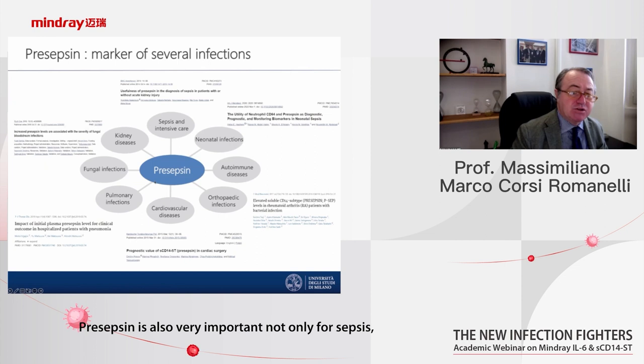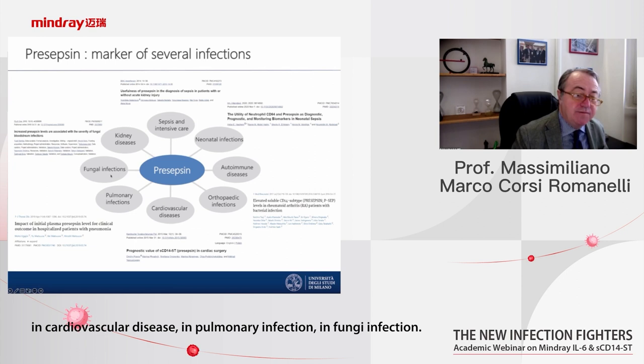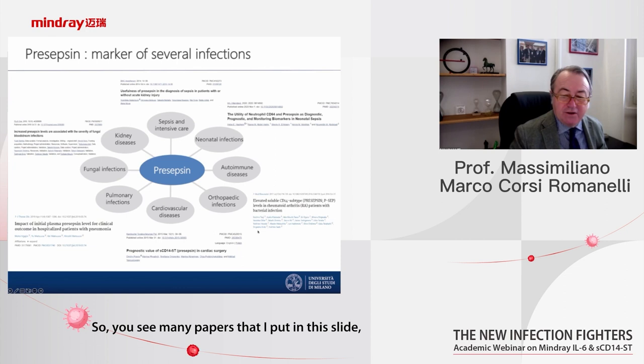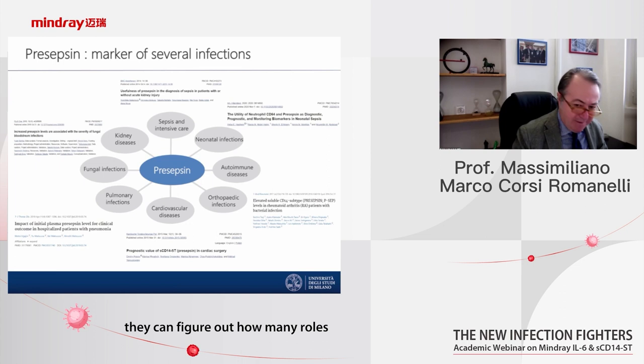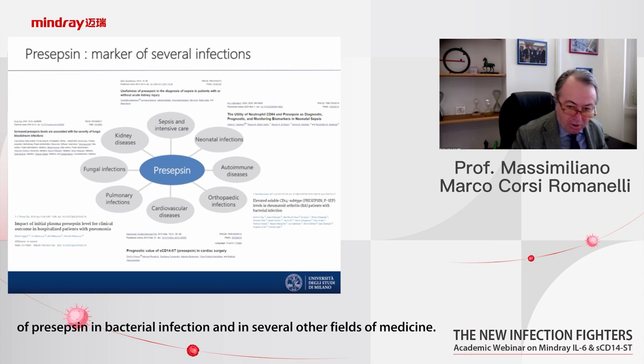Presepsin is also very important not only for sepsis, but for different types of infections. So we can see sepsis and intensive care, but also presepsin and kidney disease, presepsin and neonatal infection, presepsin in autoimmune disease, in orthopedic infection, in cardiovascular disease, in pulmonary infection, in fungal infection. So you see many papers in this slide that show how much of a role presepsin has in infection in several fields of medicine.